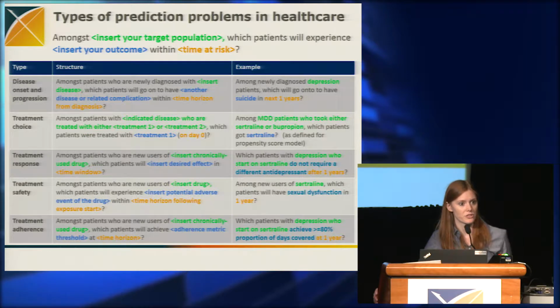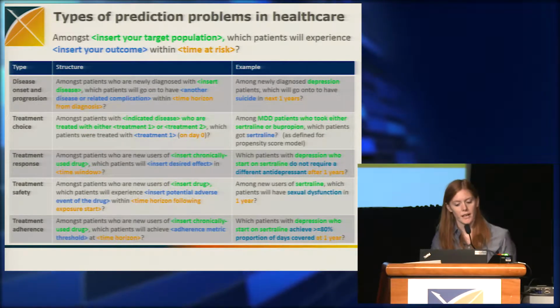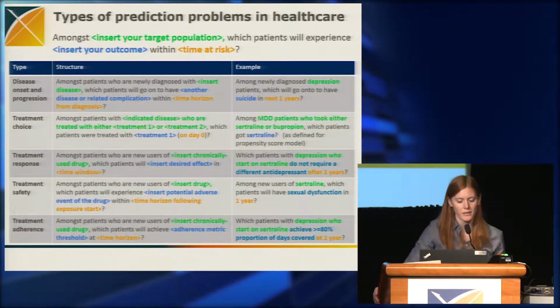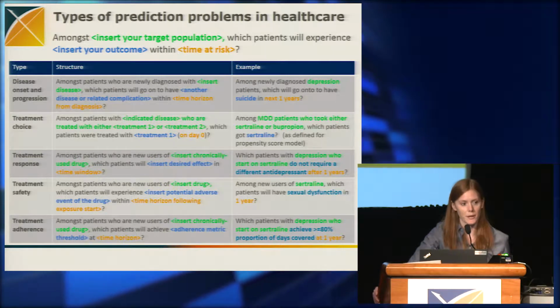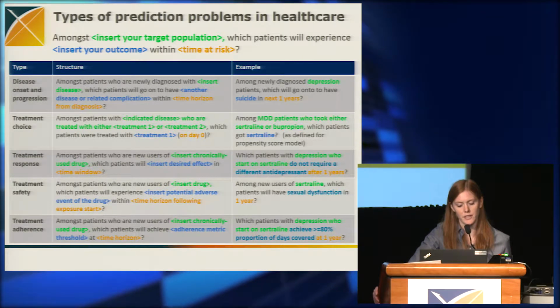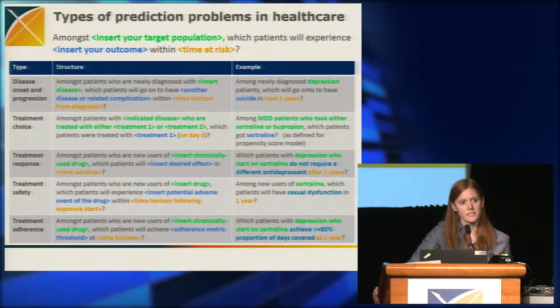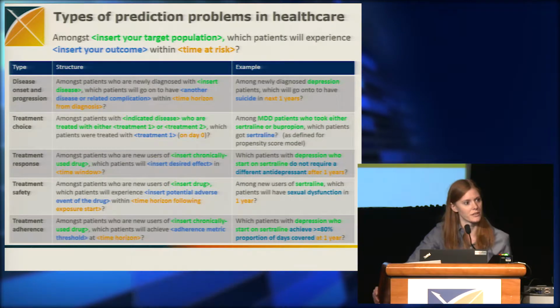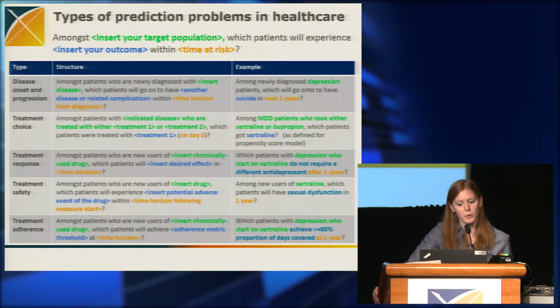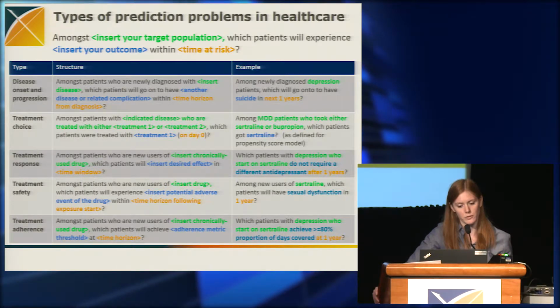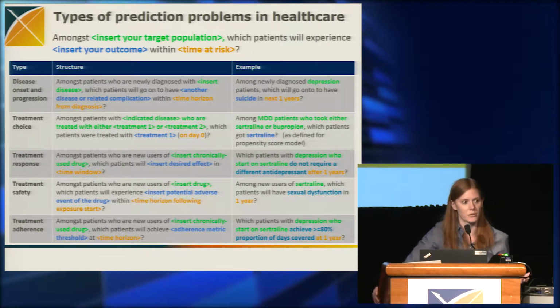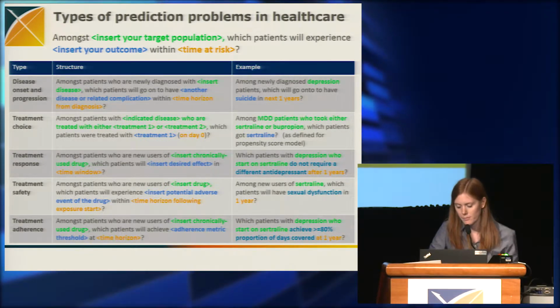Treatment safety, which is going to be the focus of the rest of this presentation, is: given new users of a certain drug, can we predict who's going to have the absolute risk, not the risk due to the drug necessarily, but the absolute risk of some potential adverse event in the future. And then we've got treatment adherence. Given some chronically used drug, can we predict who's going to have some certain level of adherence in the future? So you can see all of these questions can be put into our standardized form of: amongst a target population, predict outcome in some time at risk.